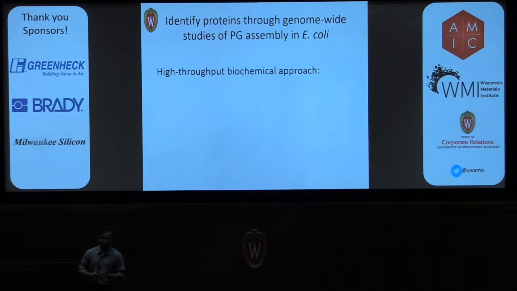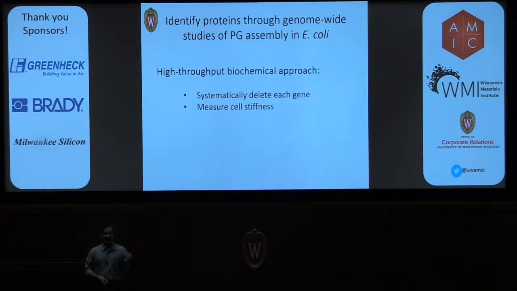So why do we need to identify proteins in E. coli? The reason is we have been using the same antibiotics which were discovered decades ago, and we are just modifying their functional groups. But we are not coming up with innovative designs or innovative targets. So this project helps us discover new proteins from genome-wide studies in E. coli. And our approach is to systematically delete each gene, then measure the stiffness, and then identify key proteins.